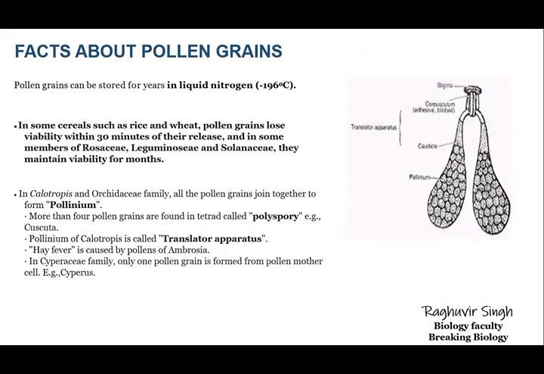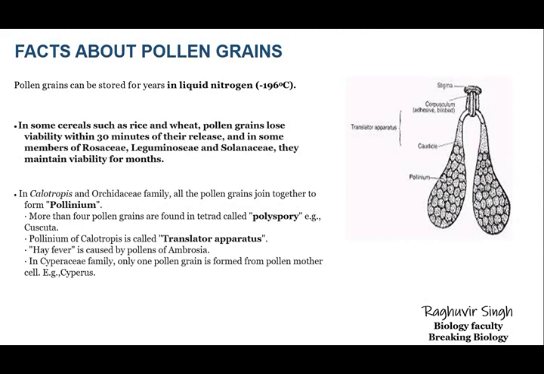Now it is possible to store pollen grains of a large number of species for years in liquid nitrogen, that is minus 196 degrees Celsius. Now, the viability period of pollen grains, that is the functional period, is highly variable. In some cereals like rice and wheat, the pollen grains lose viability within 30 minutes of falling on the stigma, whereas in some members of Rosaceae, Leguminosae, and Solanaceae, they remain viable for months.